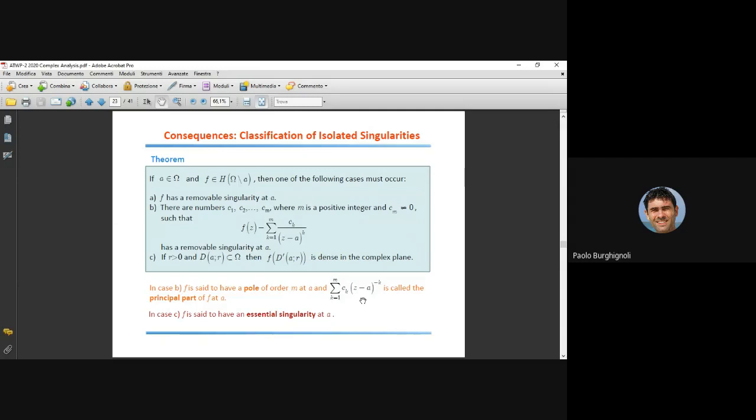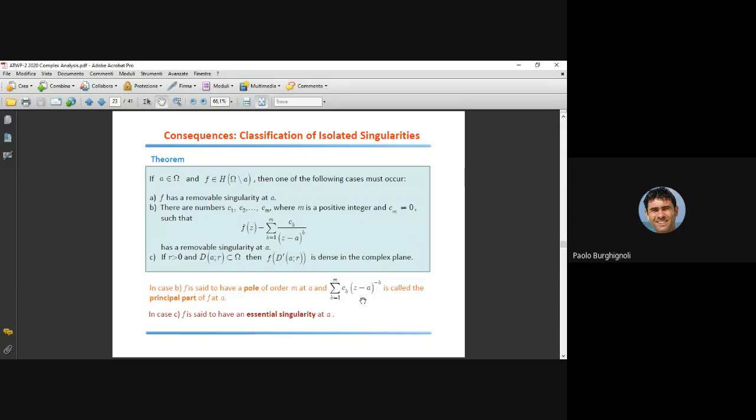In this case, if you have an essential singularity, it turns out that if you consider any positive radius r, and the disk having center at the singularity and radius r belonging to the domain omega, then the image of this disk without the singularity, of course, is a set that is dense in the complex plane. This means that in any neighborhood of an essential singularity, the function f sends the neighborhood to points scattered everywhere in the complex plane.